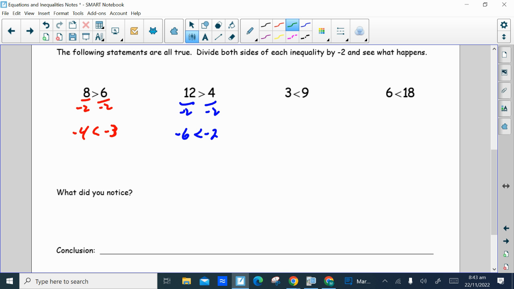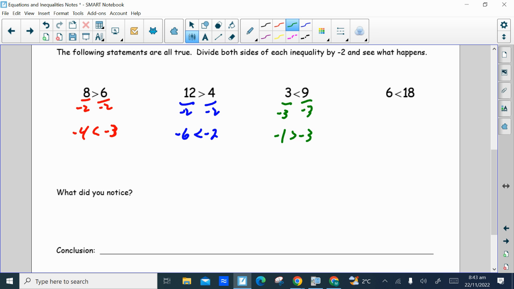The next one, the number on the right, 9, is greater than the number on the left, 3. Now it says to divide both sides by negative 2, and we can do that. We'll just get decimals. But instead of negative 2, in this case, let's divide by negative 3, because both those numbers are divisible by negative 3. 3 divided by negative 3 is negative 1. 9 divided by negative 3 is negative 3.